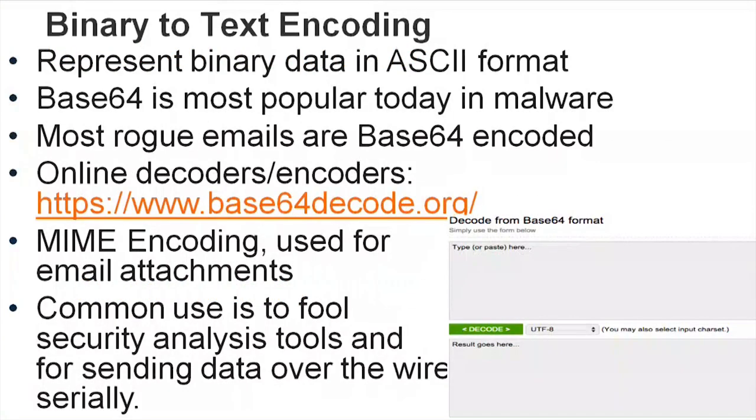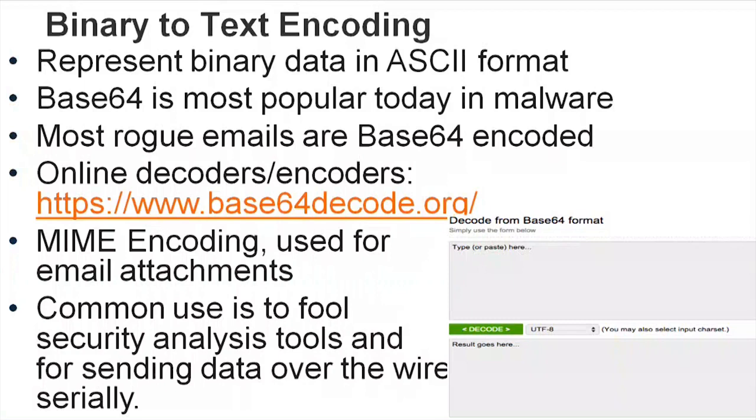Binary to text encoding. Let's talk about this. We represent binary data in ASCII formats. Base64 is the most popular encoding mechanism today in malware. Base64 encoding versus encryption: encoding is very quick to encode and decode. It doesn't take a whole lot of CPU cycles, whereas encryption takes a lot, and those XOR operations also give away that something's going on there. So Base64 is a little easier to do.